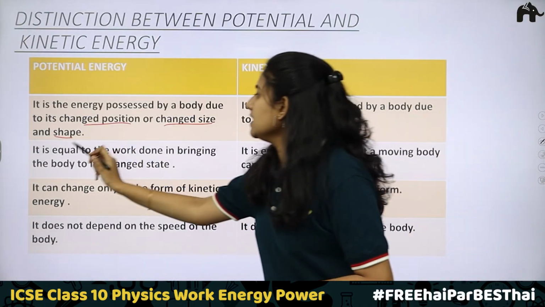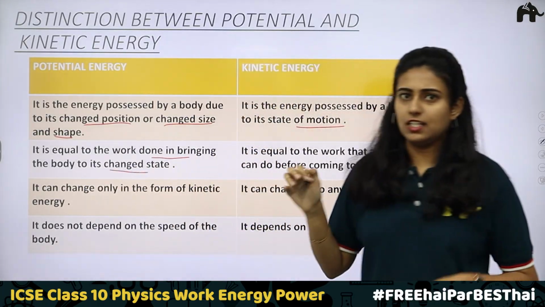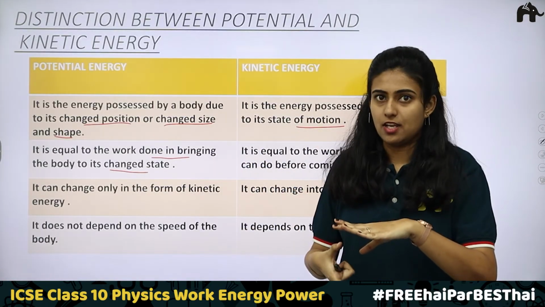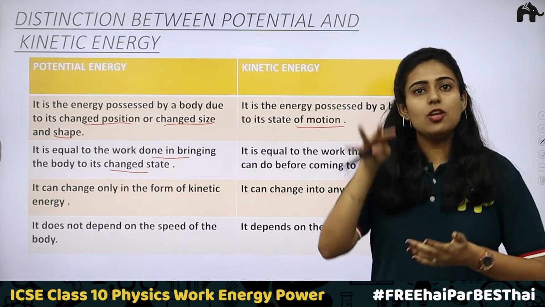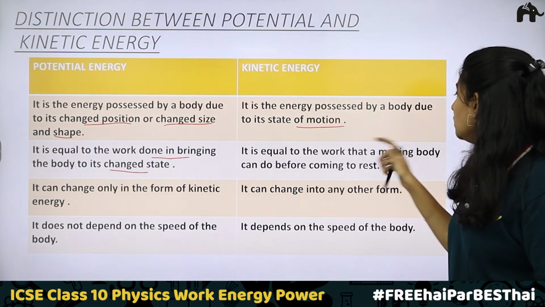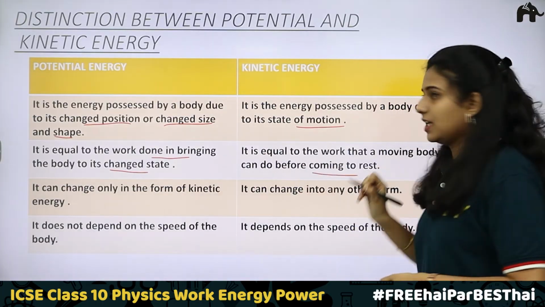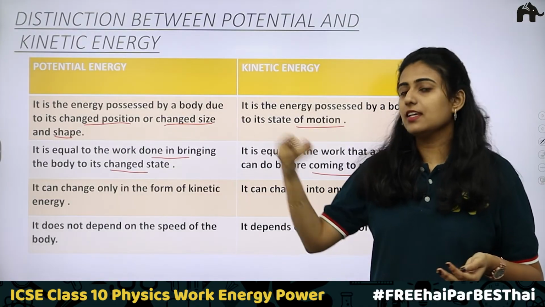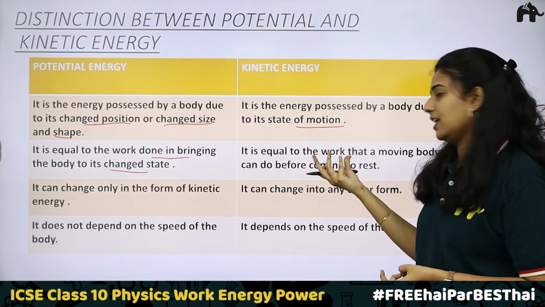Next point, it is equal to the work done in bringing the body to its changed state. That is, when you compress a spring, what is happening? You are changing its shape. The energy will be getting stored as potential energy when you compress the spring. Next, what about kinetic energy? It is equal to the work done that a moving body can do before coming to rest. Clear? That is, a moving car, we have taken an example. Applying brakes, finally it comes to rest. So, to come to rest, a work is done. This work is the kinetic energy.